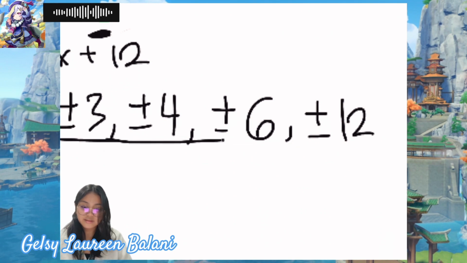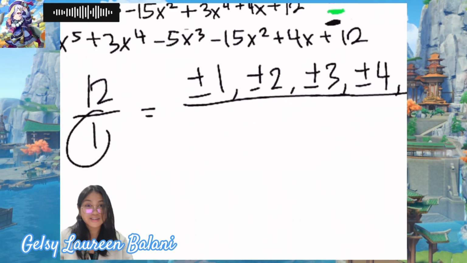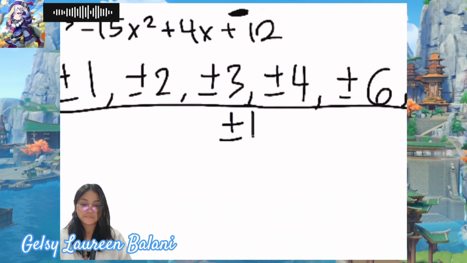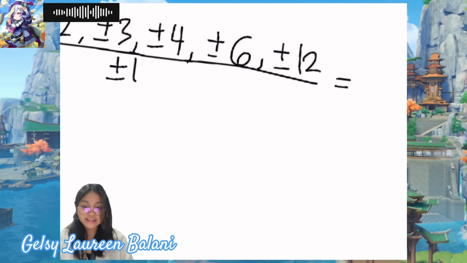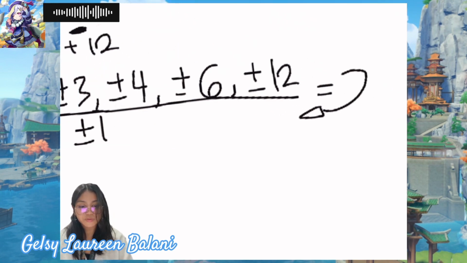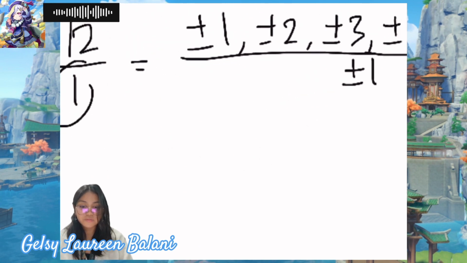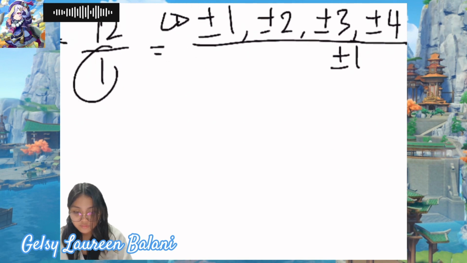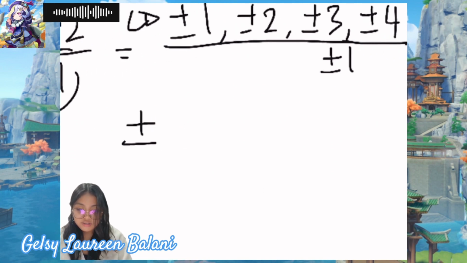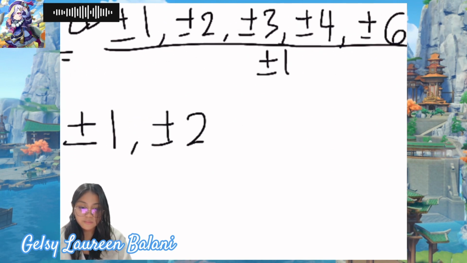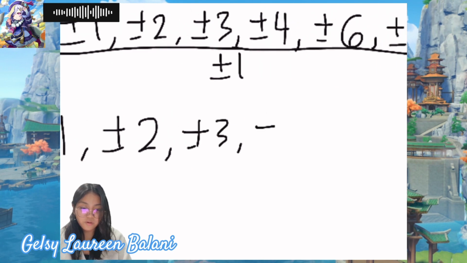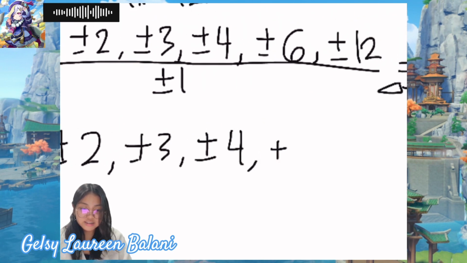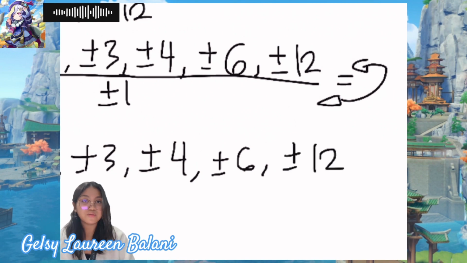There we go. Now, this one is quite easy. The factors of 1 is, of course, 1, so positive, negative 1. What we do now is divide the denominator to the numerator. Divide positive, negative 1 with positive, negative 1, and divide the rest of the numbers with positive, negative 1. You would still get the same number. So, we're just going to copy what's at the numerator. Our possible zeros will be positive, negative 1, positive, negative 2, positive, negative 3, positive, negative 4, positive, negative 6, and positive, negative 12. There we go.